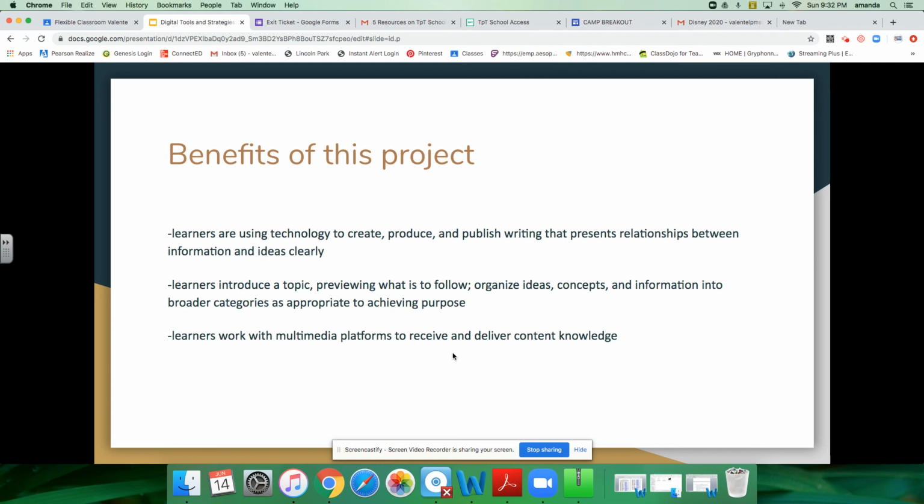Benefits of this project. Learners using this technology and these different tools and strategies will create, produce, publish, and write their own podcast, which helps them to present information and ideas clearly. Learners will introduce topics, preview what is to follow, and organize ideas, concepts, and information into broader categories as appropriate to achieving purpose. And finally, learners work with multimedia platforms to receive and deliver content.